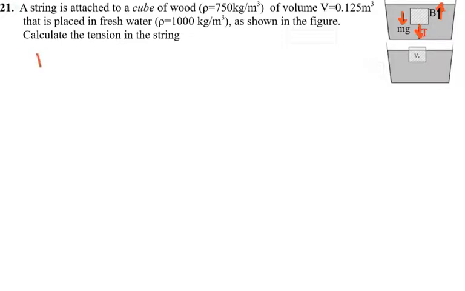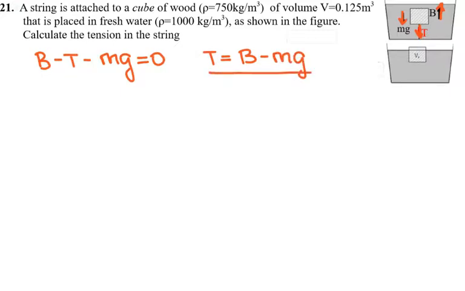So I have the buoyancy force minus the tension force, and minus mg is equal to 0. That means the tension force is equal to the buoyancy force minus mg. And they ask me to find the tension force. So now I have the tension force is equal to the buoyancy force, which is the force of the water displaced when the cube is in the water.